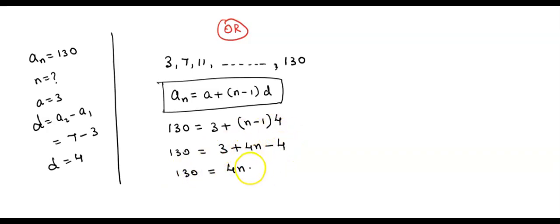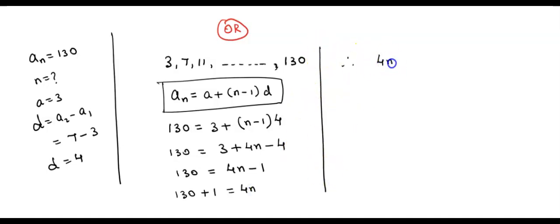In 3 can you subtract 4? No, no, means minus. 4 minus 3 is 1. We want n, so keep the n term as it is. 130 minus 1 comes to the other side, it becomes plus 1, that is equals to 4n.